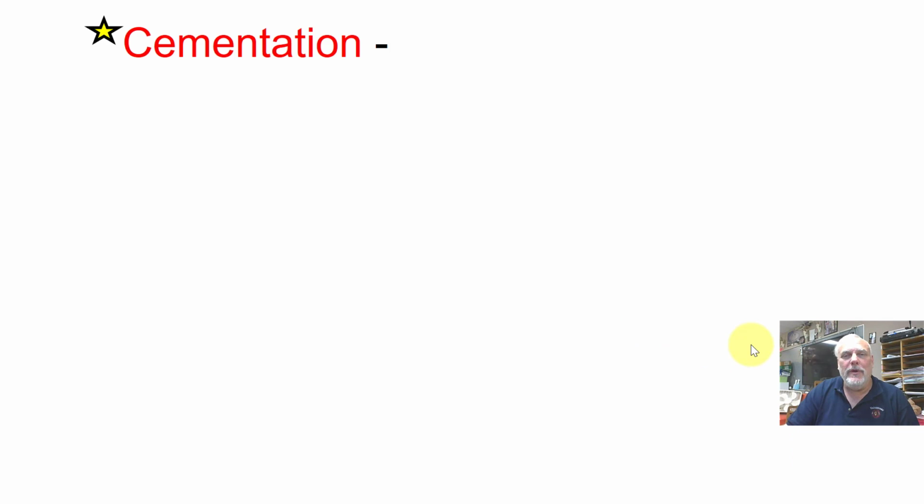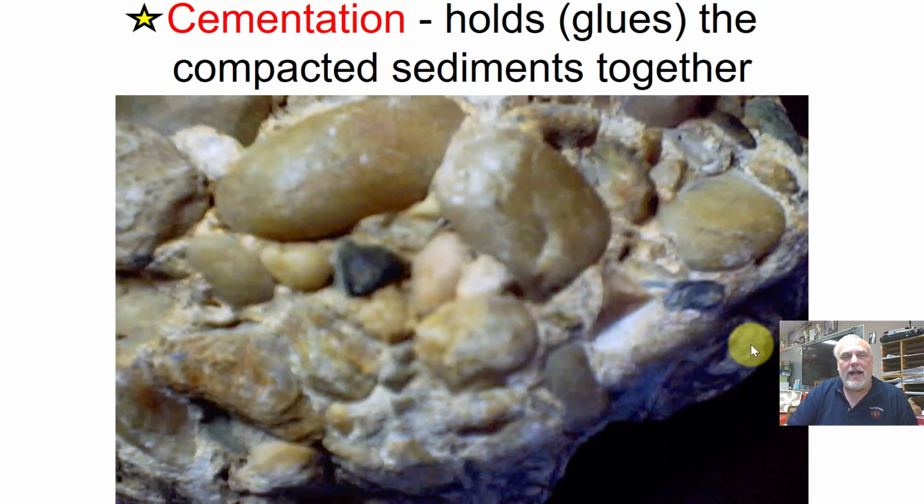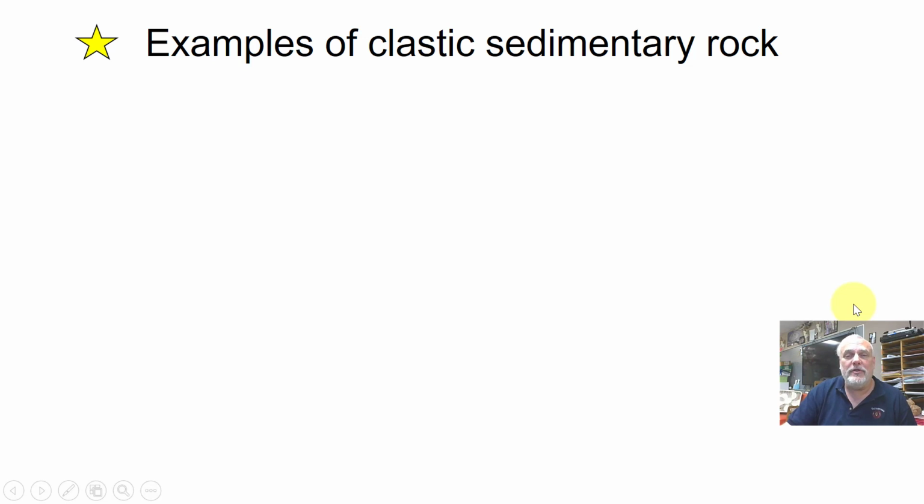Cementation, this is the gluing together of those compacted sediments. Here you can see in this drawing the larger pieces of sediment, and then in between, it looks like some mortar. That's that glue, that's that cementation that's going to hold all these little chunks of rock together to form a new rock. Some examples of clastic sedimentary rock.